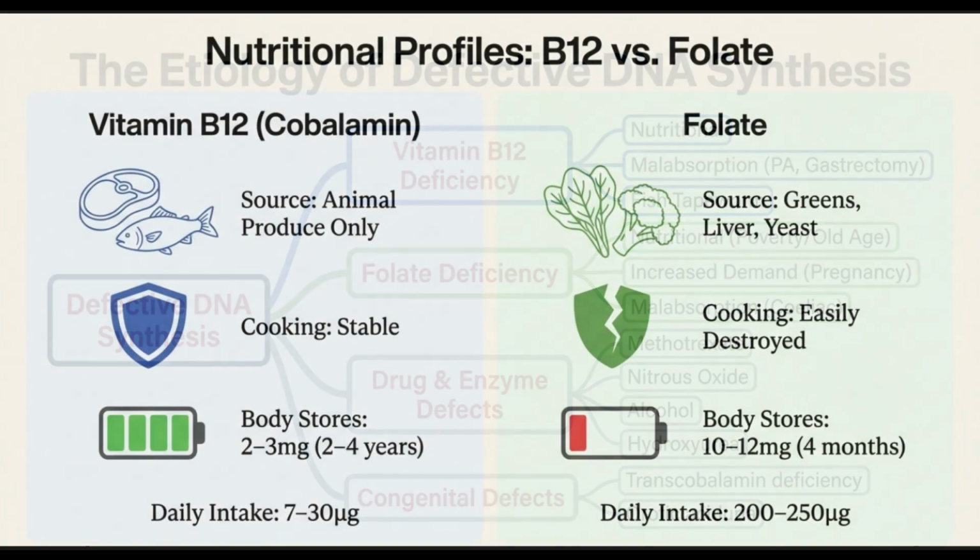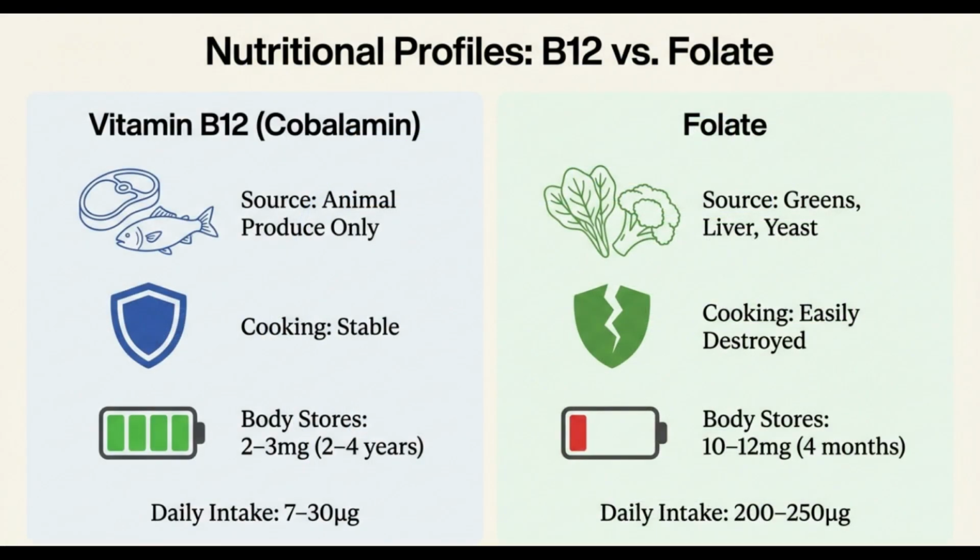Now, this slide here is absolutely key to understanding the clinical picture. Let's compare our two vitamins. B12, also known as cobalamin, you can only get from animal products, and it's pretty tough. It holds up well during cooking. Folate, on the other hand, is found in leafy greens, and it's delicate. It's easily destroyed by heat.